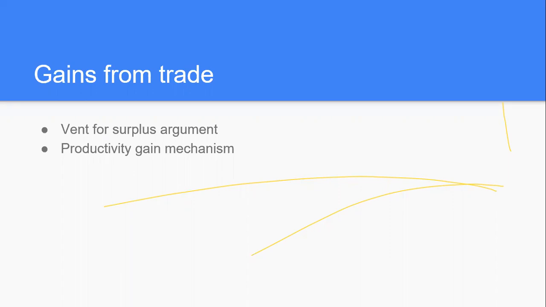Now there are two mechanisms through which trading partners benefit from international trade. The first one is called the vent for surplus argument, and also the productivity gain mechanism. So there are two mechanisms through which trading partners, or countries, benefit from international trade. We start with the first one, the vent for surplus argument.